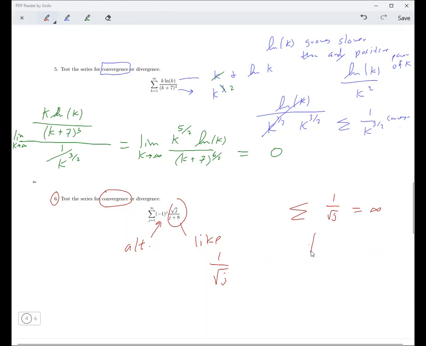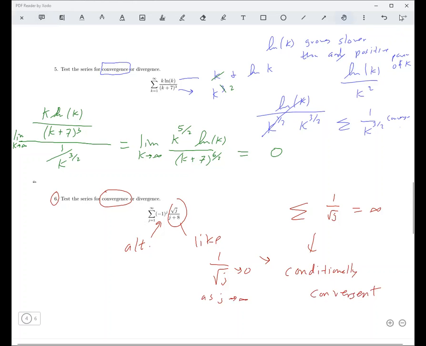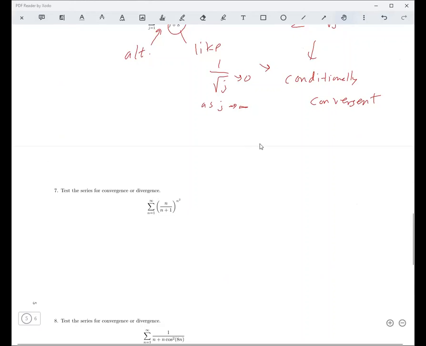And that goes to 0 as j goes to infinity. So this is conditionally convergent. But it means it converges, so we'll go with that answer. Okay, number 7.